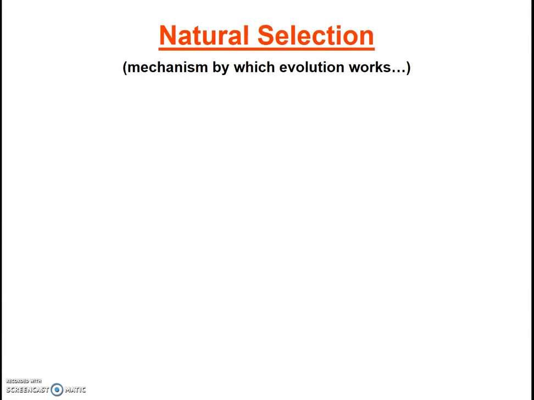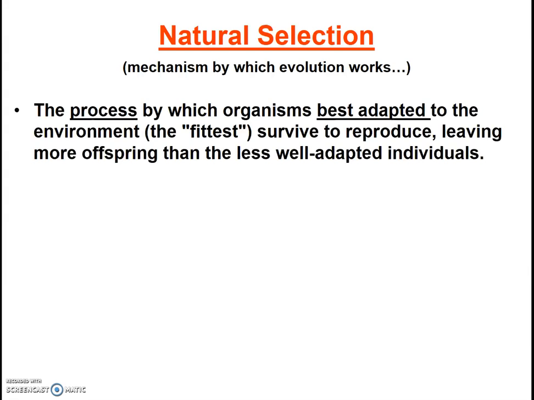Next, let's look at the mechanism by which evolution works: natural selection. Your book definition is shown. The process by which organisms best adapted to the environment, the fittest, survive to reproduce, leaving more offspring than the less well-adapted individuals. We commonly hear people call this the survival of the fittest.